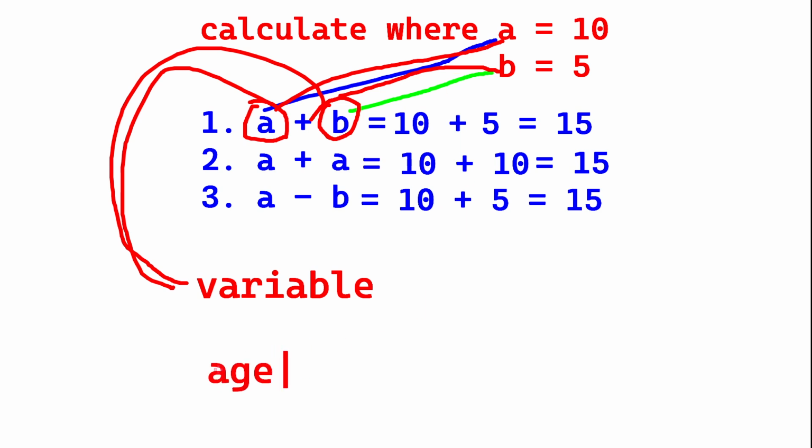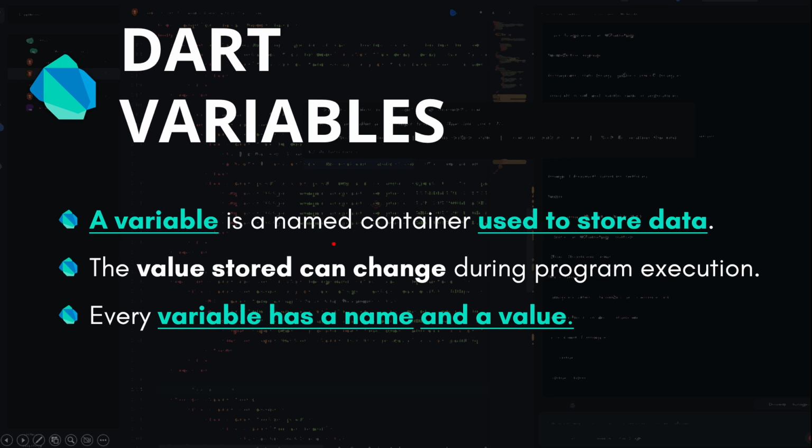Another example is age, and imagine you set your age to, let's say, 30. So this age is a variable, and this 30 is the value. So this is simply what a variable is. A variable is just used to store data, and every variable has a name and a value.